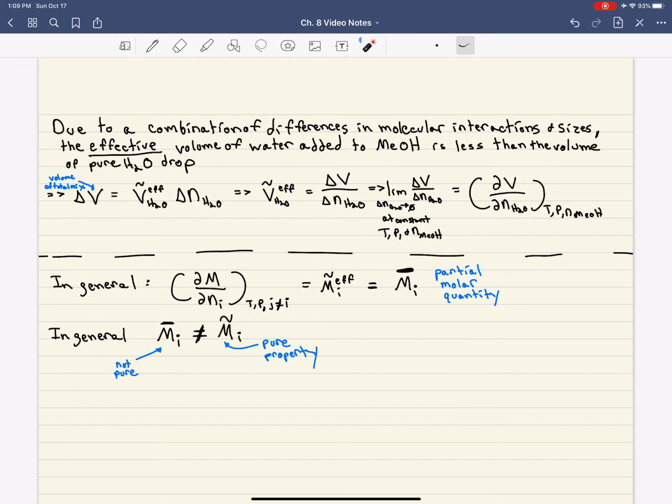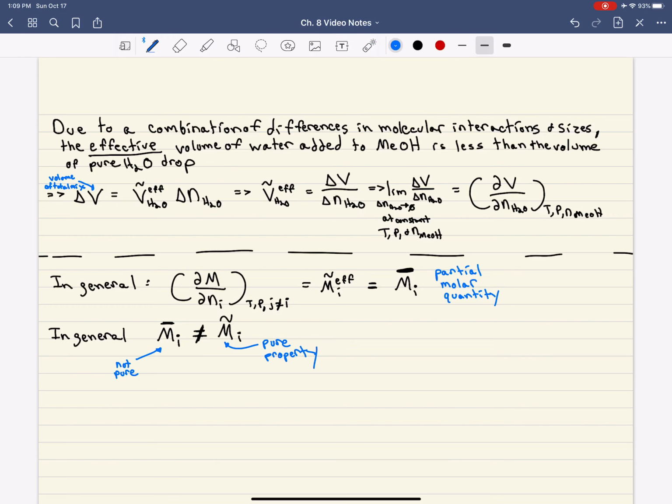Remember, this bar here tells us that this is the effective molar quantity once that chemical species is inside the mixture. And the tilde here is just referring to the pure component when it's just by itself, okay? So in general, these two things are not going to be the same. And they're only the same when you have like an ideal solution or something, okay? So be very careful about that. Make sure not to automatically assume that these two things are equal, okay?